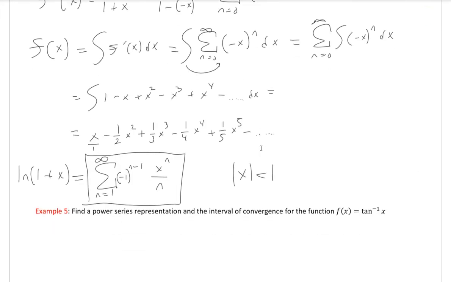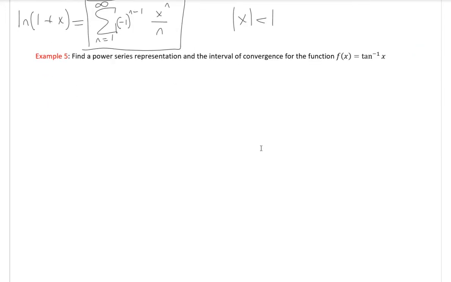Let's do one more. Example 5. Find a power series representation and the interval of convergence for the function f of x equals tangent inverse of x, or arctan of x. So if you also know this as arctan of x, that works too.